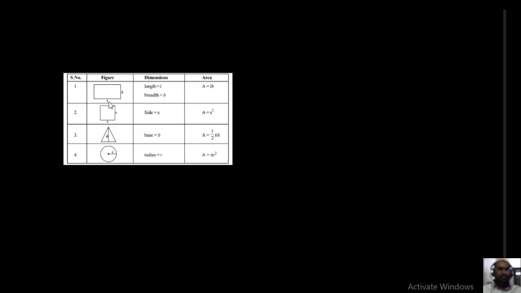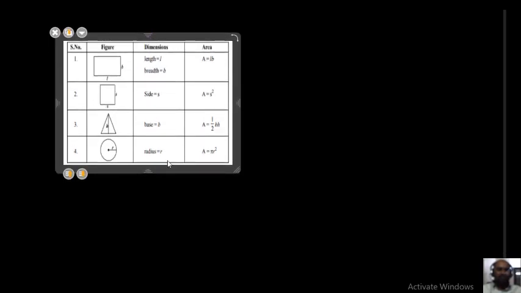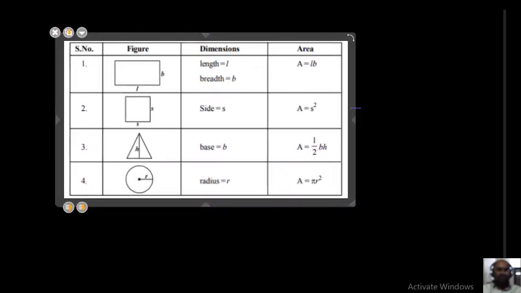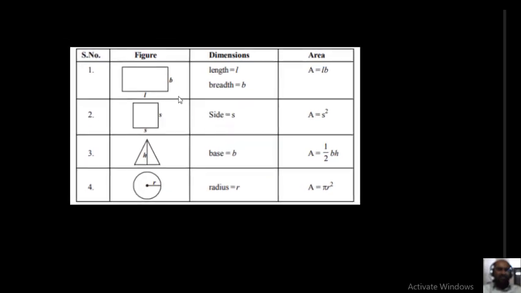Students, here are some useful formulae given in our textbook. I just want to revise. This is a rectangle, length L, breadth B, area LB. Square, side S, area S square. A triangle is given, base B, height H, height meaning the corresponding height, area equals half into B into the corresponding height. A circle is given, radius r, then its area is pi r square. So this is our first problem.